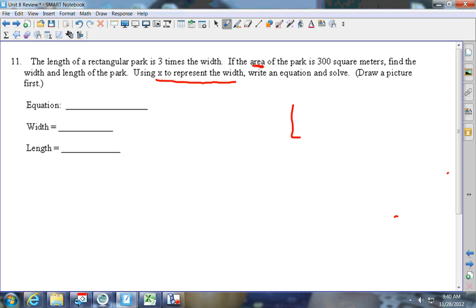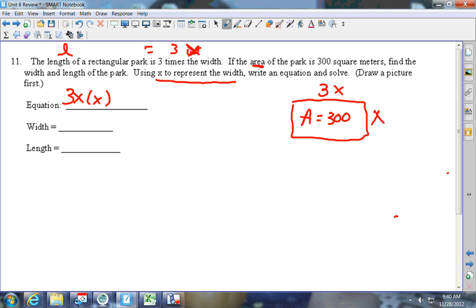So I'm going to draw a rectangle. It doesn't really matter which you choose to be the width. I'm going to put the x here because it already said use x to be the width. The length is 3 times the width, so I'll put 3x right here. My area is 300. To write your equation, length times width: 3x times x equals 300. That's going to be your equation.